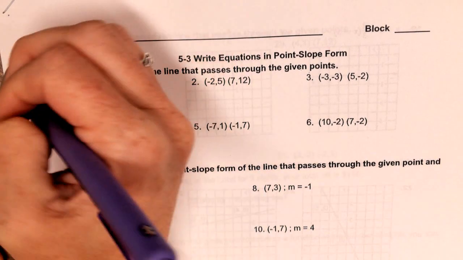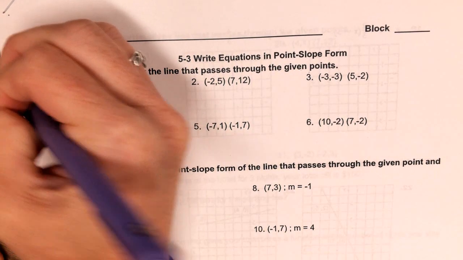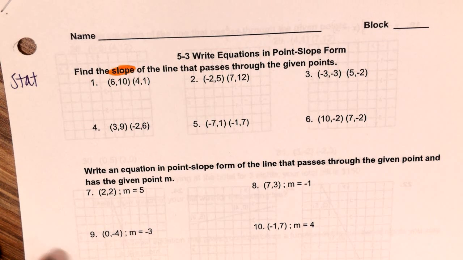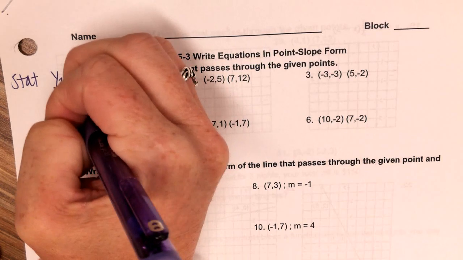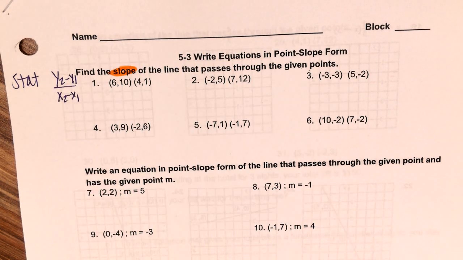If you use stat, it's going to give you your answer as a decimal. If you use the slope formula, it's going to give you your answer as a fraction. I have both answers written down. If you do stat, do not round. Put the full answer. Okay?